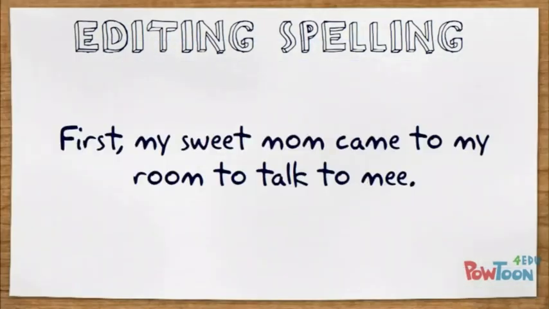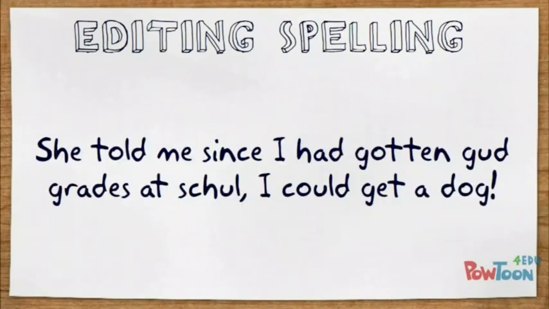Here is a sentence from my story about when I got a new dog. It says, "First, my sweet mom came to my room to talk to me." Do you see a sight word that I spelled incorrectly? My is a sight word. It's spelled right. To is a sight word. It's correct. How about the word me? Is it spelled right? Oh yeah, me is just M-E. Much better.